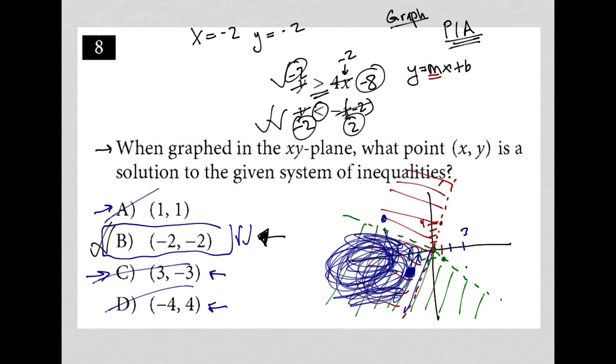So you could plug in answers from the start and just try choice A, B, C. B would work. Or if you prefer to graph like I do sometimes, you can draw this graph and see a visual.